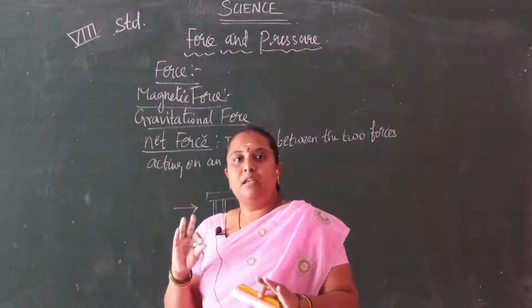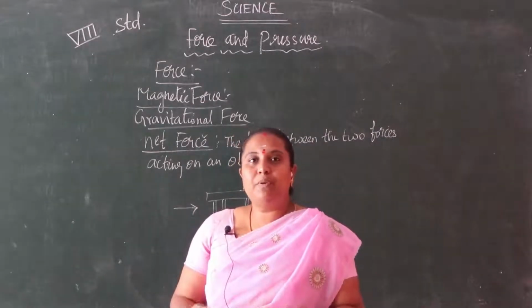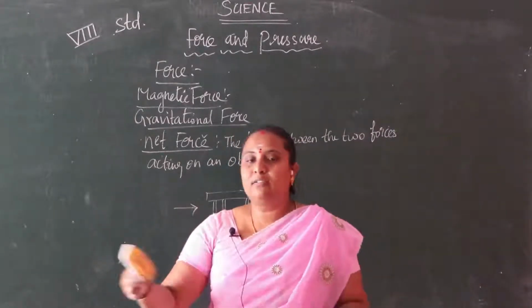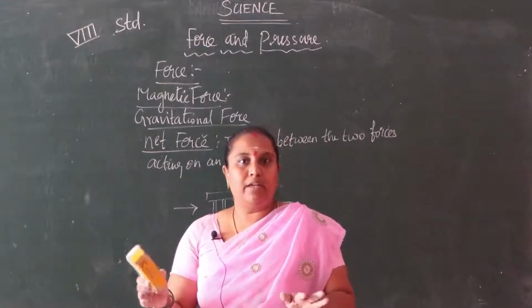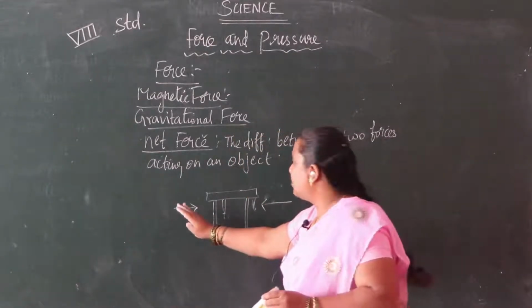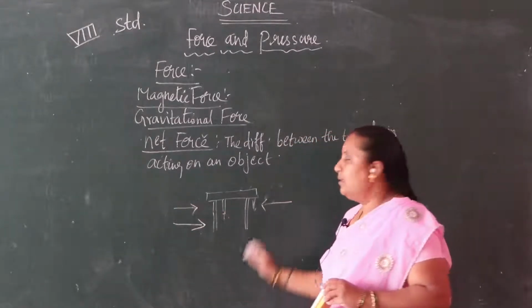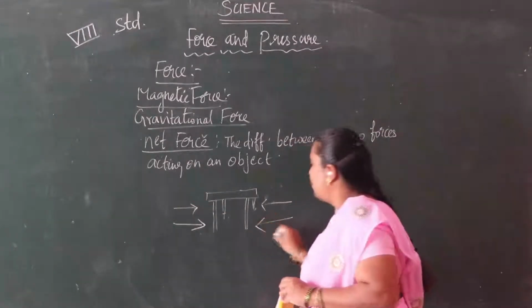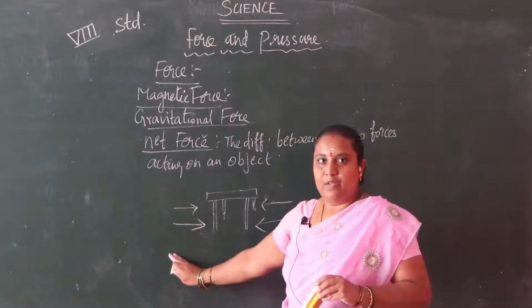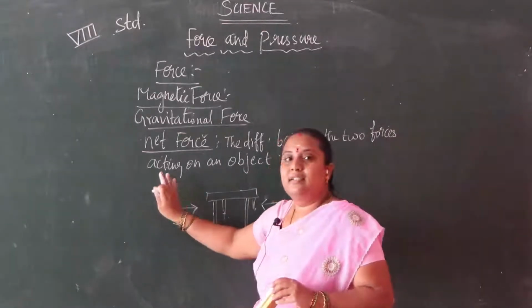Both the children are thinking the table should be moving to that side or this side. They don't know where. So this child is moving the table to this side, and this child is moving the table in this direction, the opposite direction.